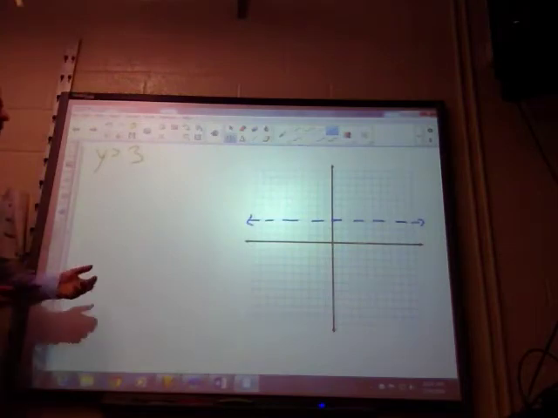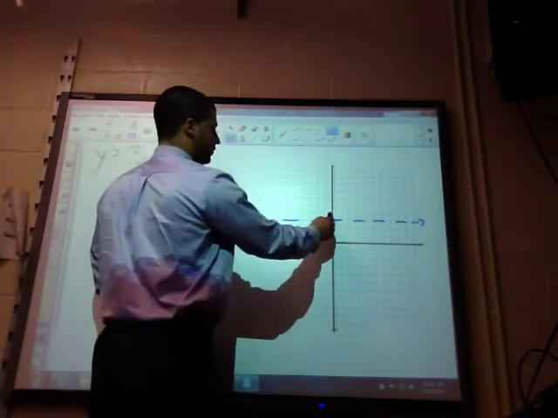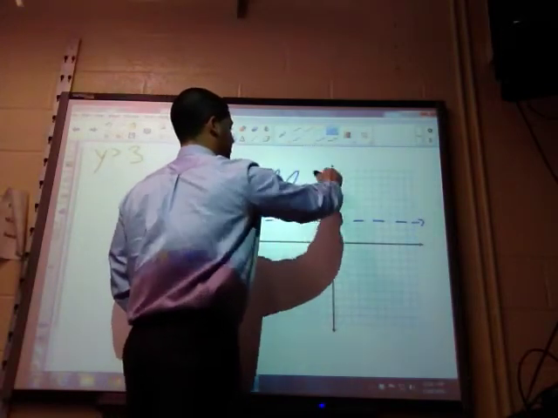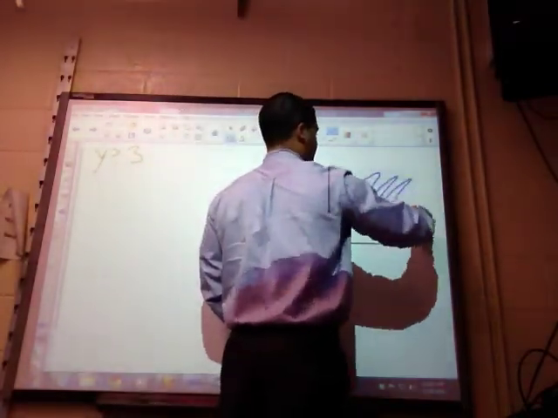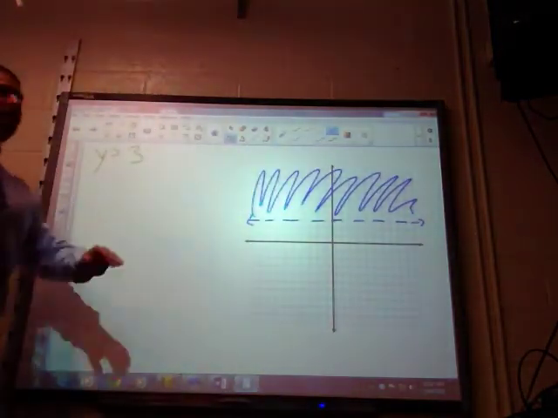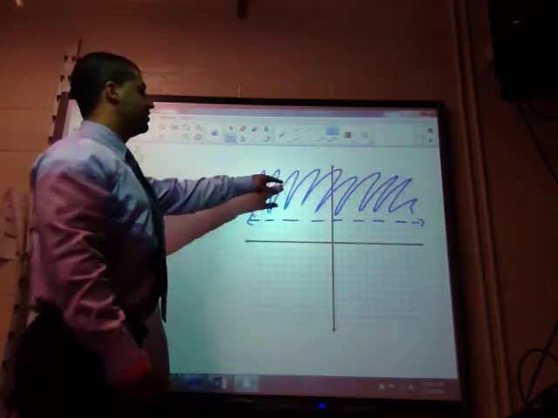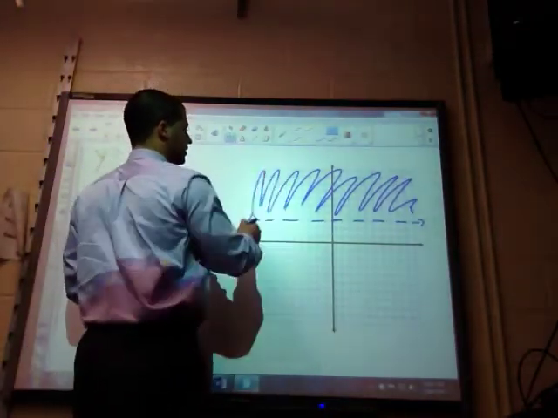So we look at our graph and we see numbers that are greater than 3. Well, 4 is greater than 3, 5 is, 2 is not. So let's shade all the numbers where y is greater than 3. Any of those points would work. At any of these points, if you look at it, the y value is going to be greater than 3.